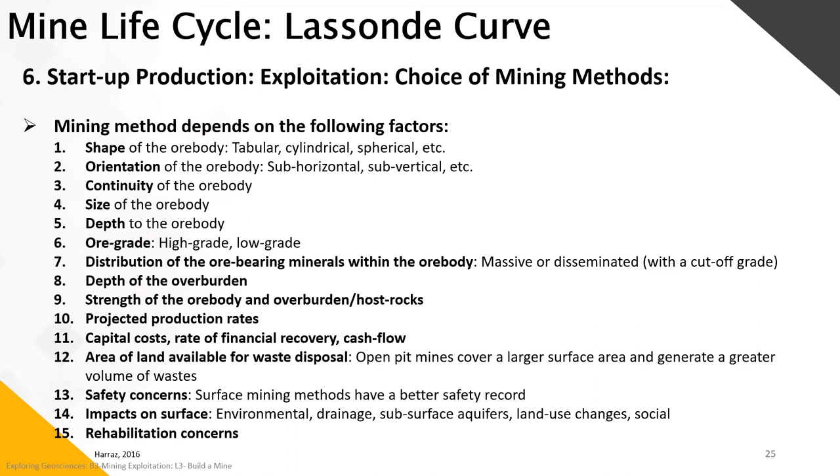The area of the land available for waste disposal, this is a very important factor when we decide whether we want to do an open pit or underground mining. Open pit mines will cover a larger surface area and hence will generate a greater volume of waste. We'll see that a little bit later on. Safety concerns, everything that has to do with surface mining methods, which are usually known to have a better safety record versus underground mines, which have several safety hazards, both for the workers and maybe also for the people living around. The impacts on surface, everything that has to do with the environmental impacts, the drainage, the subsurface aquifers, the land use changes, the social impacts also for the communities around.